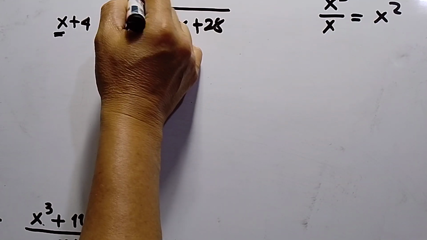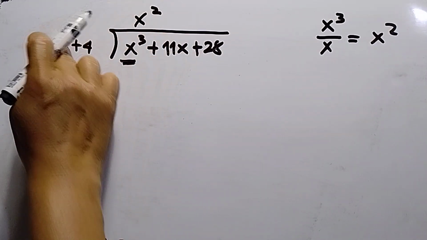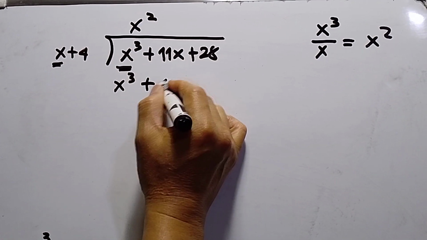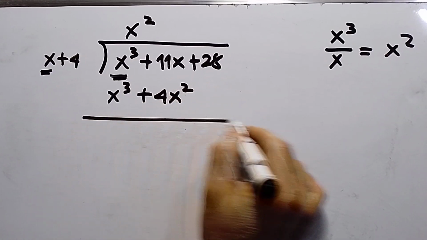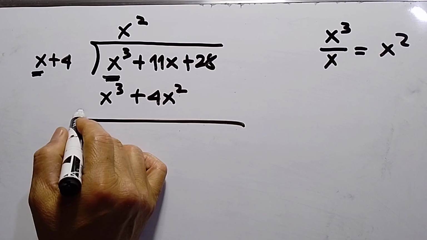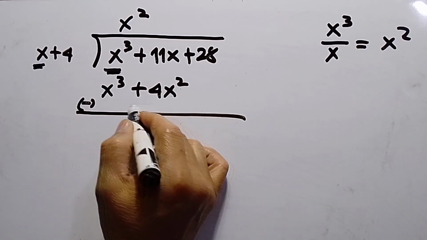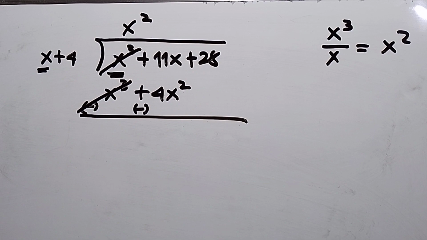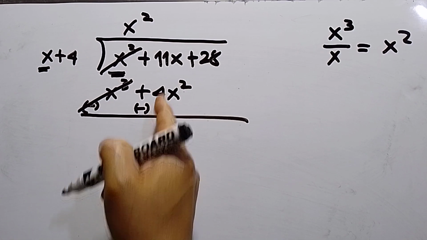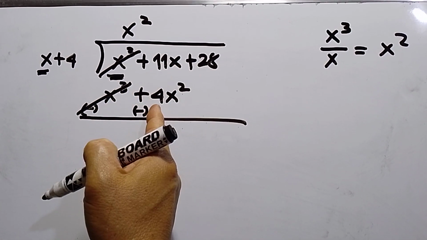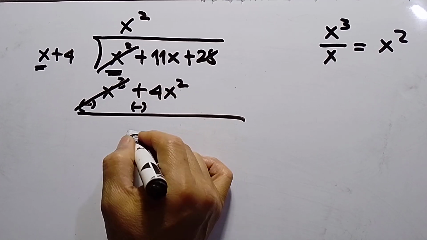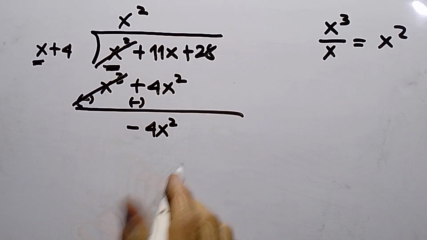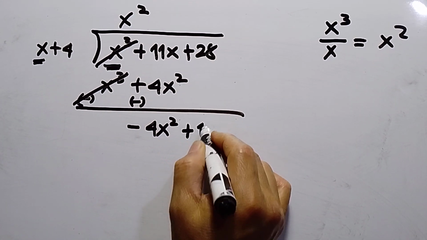So I have here x squared. Then multiply. This will be x cubed, then plus 4x squared. After this, we need to change the sign. This will be negative. This will be negative. So x cubed minus x cubed, that will be 0. Now we have different terms because 11x and this one is 4x squared. So just bring down negative 4x squared. Different exponent, right? And then copy 11x.